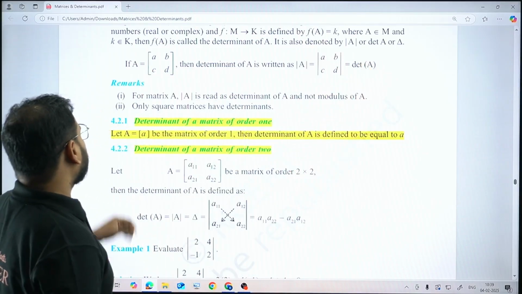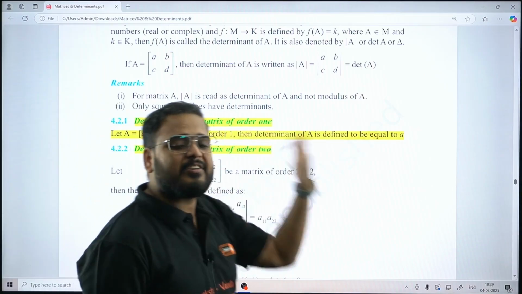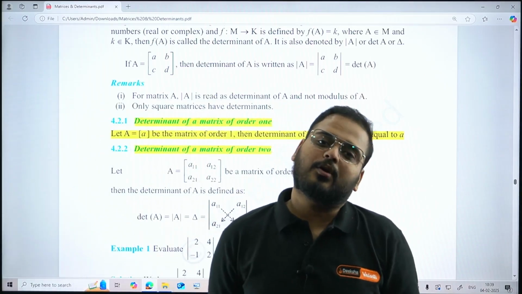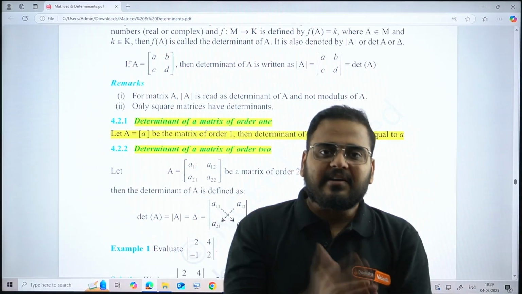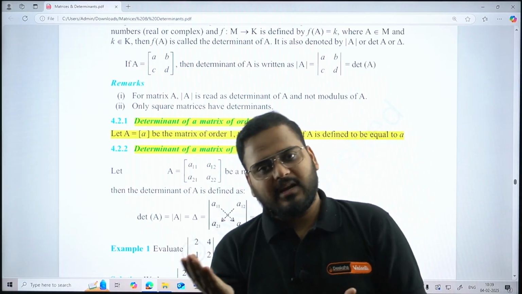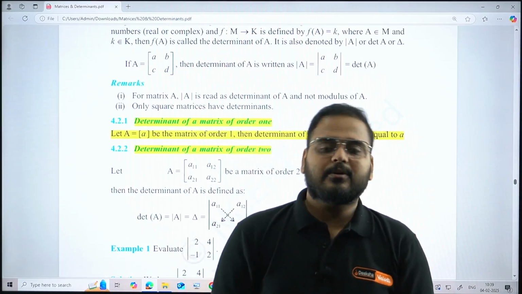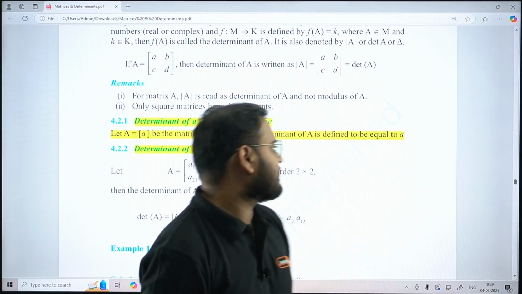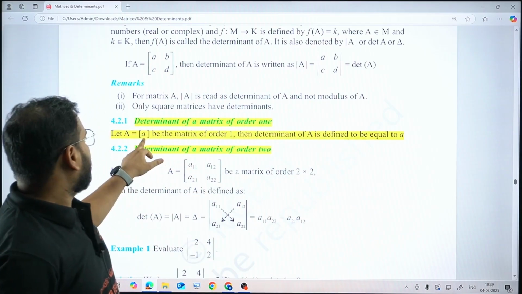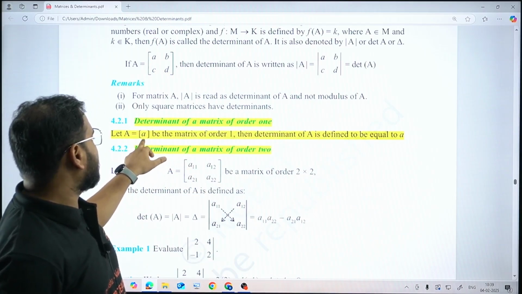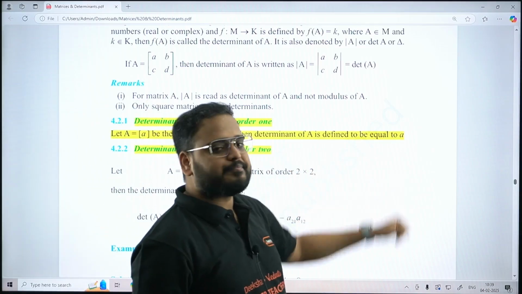So the determinant of a matrix of order 1. What is the meaning of a matrix of order 1? It is 1 cross 1, which means only one element. What is the determinant of that? The number itself. If the matrix is given as A, the determinant will simply be A.